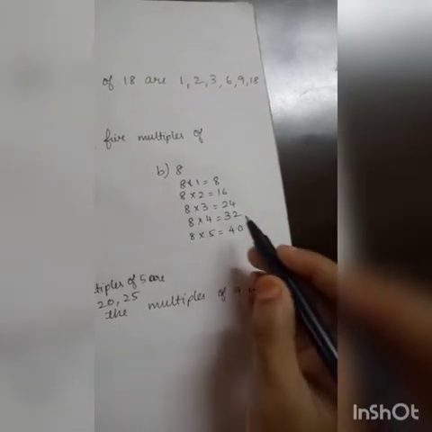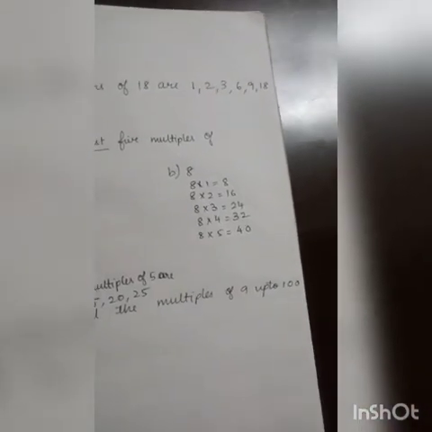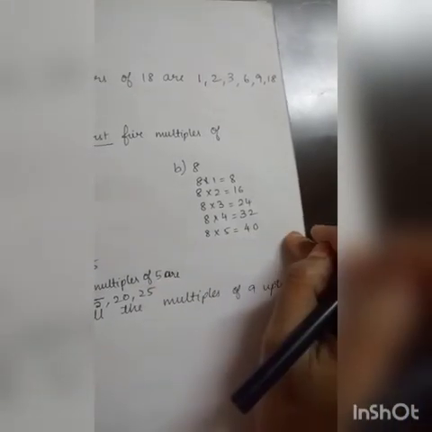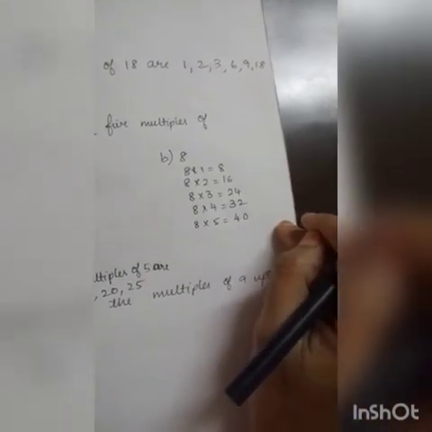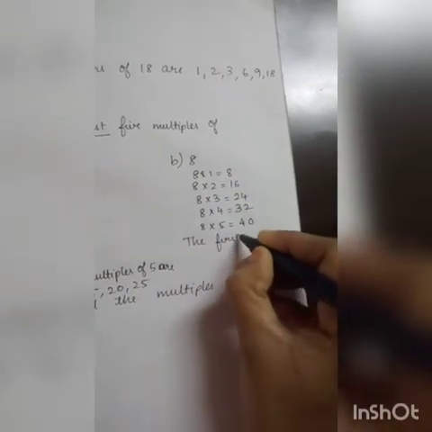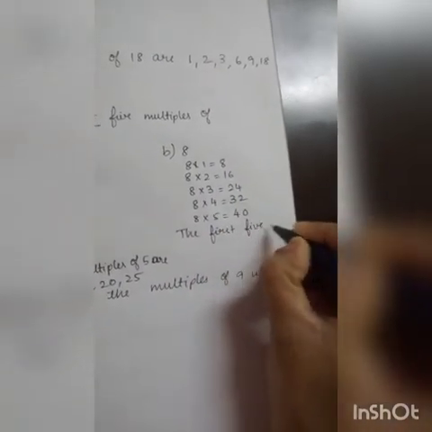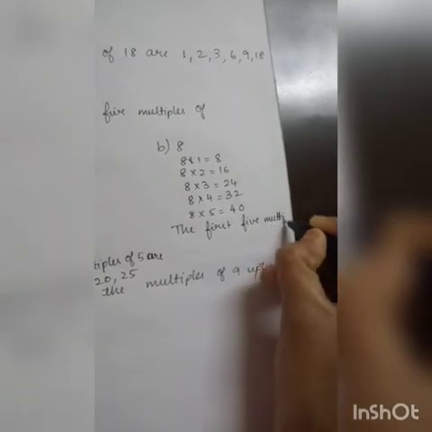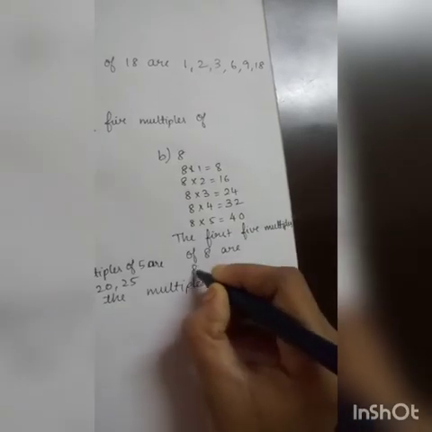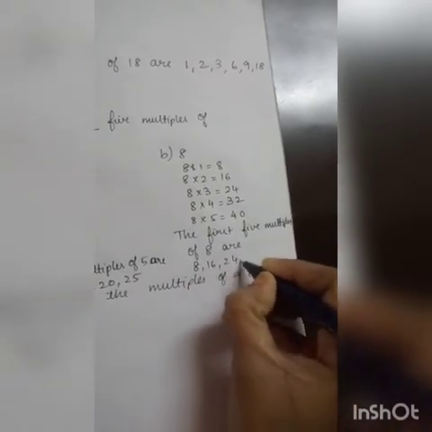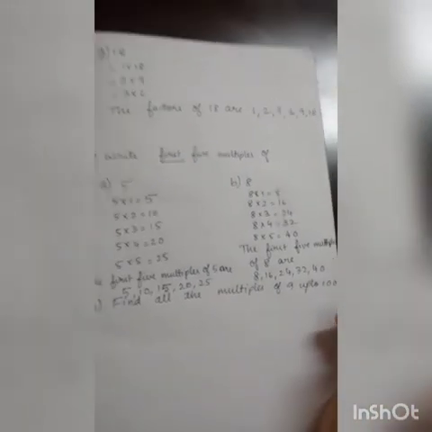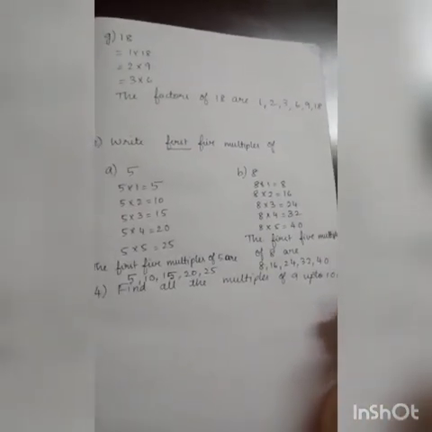Okay, so listen, now what do we have to write? You should not stop till this, because I already told you if you stop like this, it is not a correct answer. So you should write here: the first 5 multiples of 8 are 8, 16, 24, 32, 40. This is how you should write the first 5 multiples.